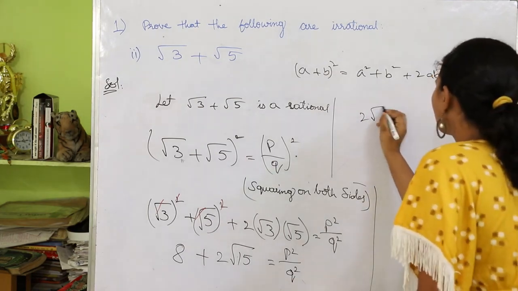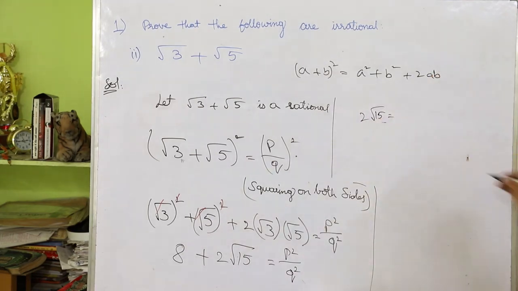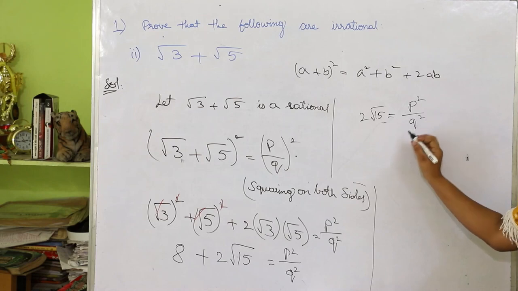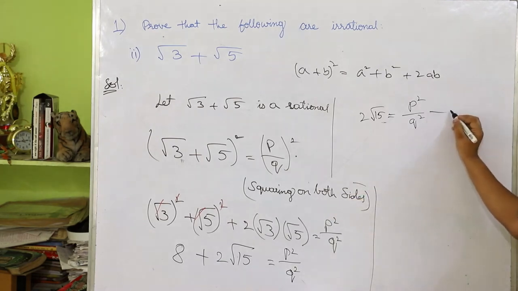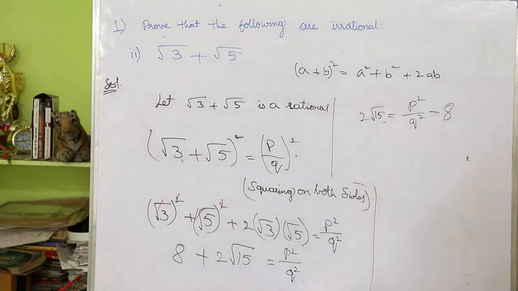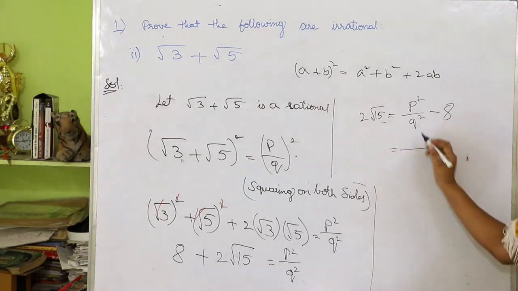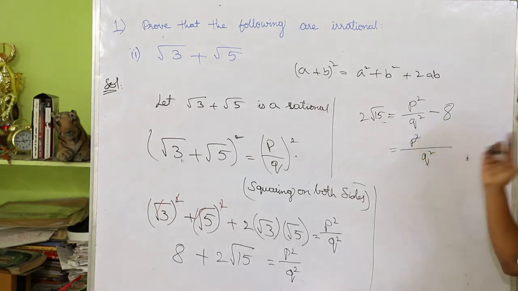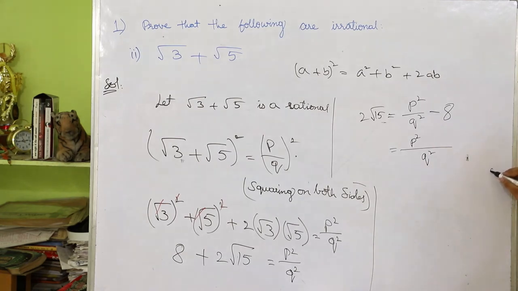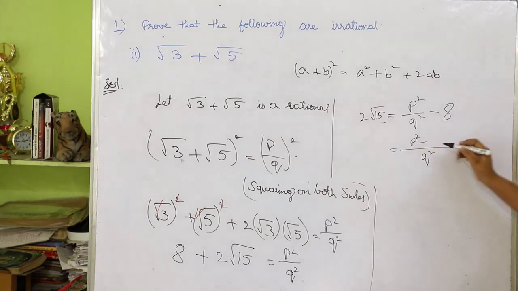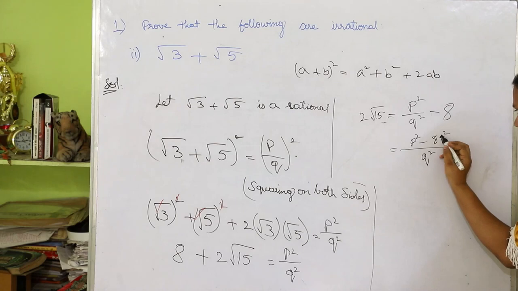This becomes 2 root 15 equals p square by q square, and here you have plus 8. Transposing this becomes minus 8, right? So this becomes minus 8. Now if you take the LCM, the LCM would be q square. LCM into numerator by denominator: q square into p square by q square becomes p square. Then p square minus LCM into numerator by denominator, this becomes 8q square.